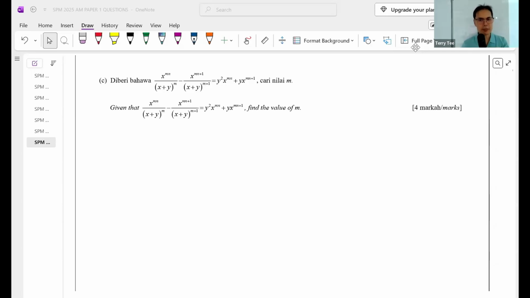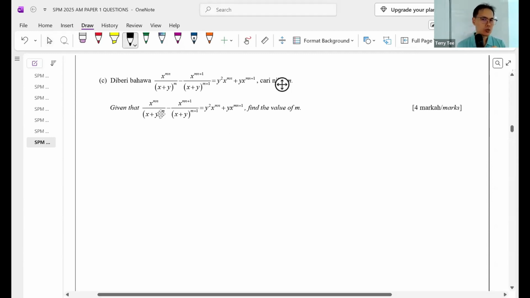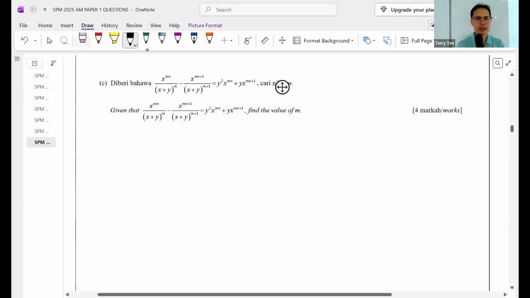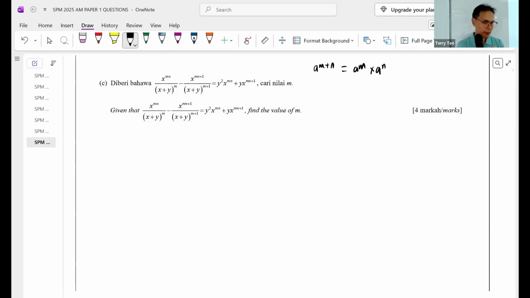Let's see. This question is a bit more interesting, or aka challenging, compared to the earlier one. Now, number 1, if you want to find m, you notice there are a lot of x and y here, but they have this power m plus 1. Generally, if I give you a power m plus n, you can break it up to a power m times a power n. So you want to break it up so that you can cancel and simplify.